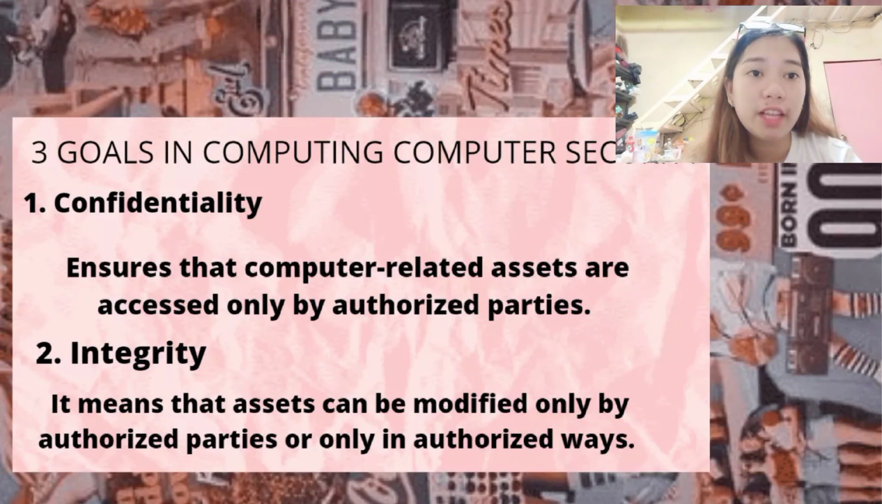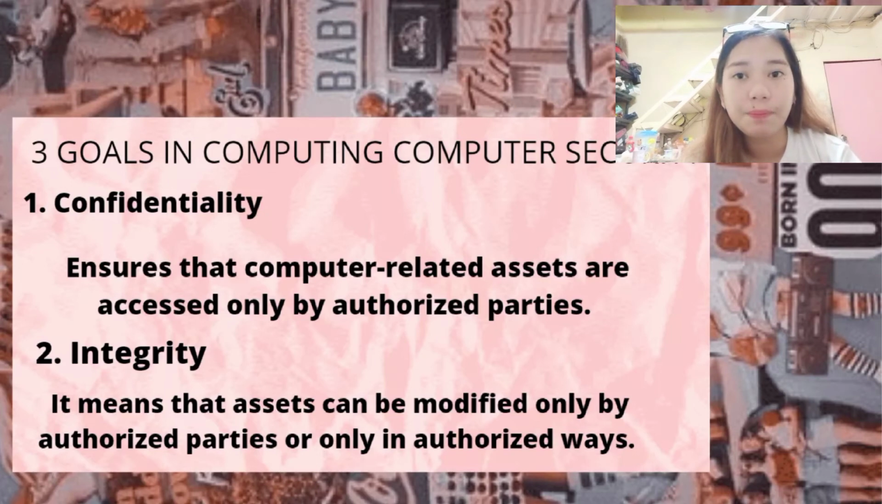First is confidentiality. It ensures that computer-related assets are accessed only by authorized parties. The purpose of confidentiality is to ensure the protection of data by preventing the unauthorized disclosure of information. Second is integrity. It means that assets can be modified only by authorized parties or only in authorized ways. Integrity refers to the accuracy and completeness of data.